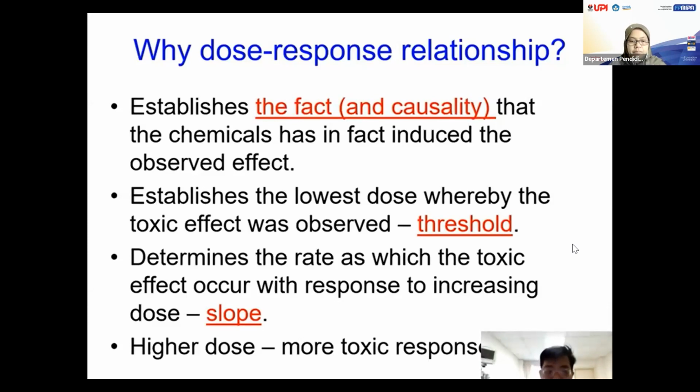We also want to see the rate. We want to determine the rate at which the toxic effect occurs in response to increasing dose. What we want to know is how toxic a particular substance is. The rate of increase is very important. The slope is very important.